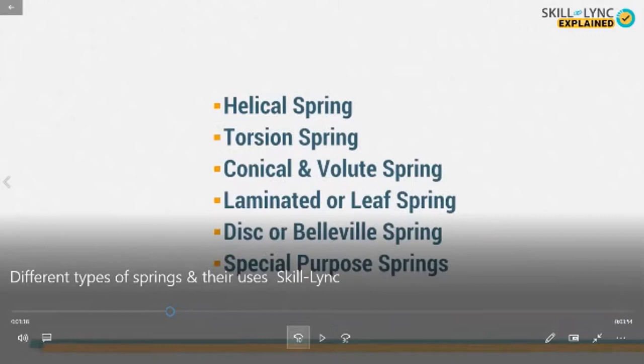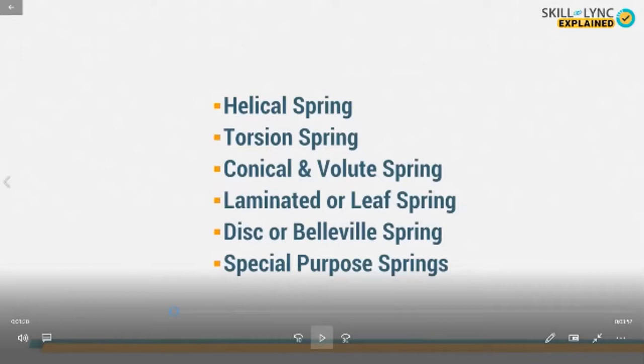Conical and volute spring, laminated. Guys, you can note down all these springs. These are the different types of springs available in real applications. Please note them down: helical spring, torsion spring, conical and volute spring, laminated or leaf spring, disc or Belleville spring, special purpose springs. So these are the different types of springs available.